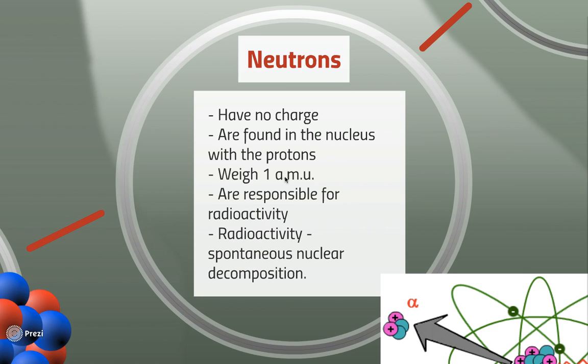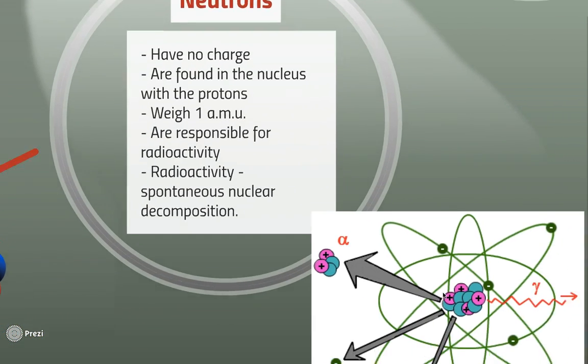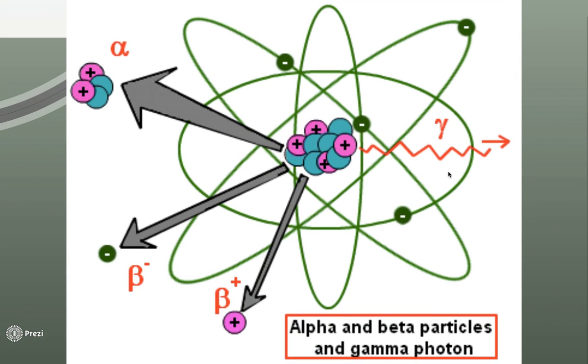This happens more frequently in large unstable atoms, and we're going to get into radioactivity later, and we'll actually do a radioactivity lab which allows you to actually see trails left by these particles as they leave the nucleus of an atom. But neutrons are responsible for radioactivity. Okay, so this is just a visual.